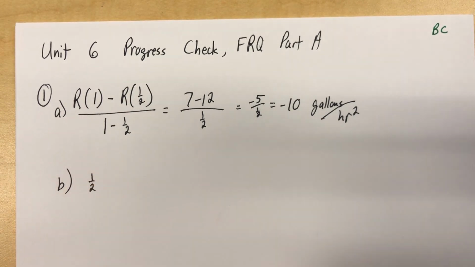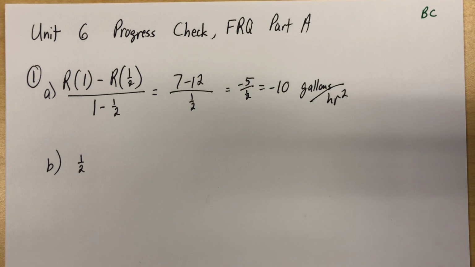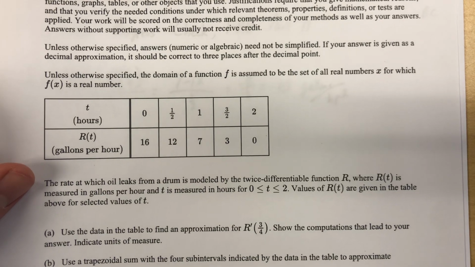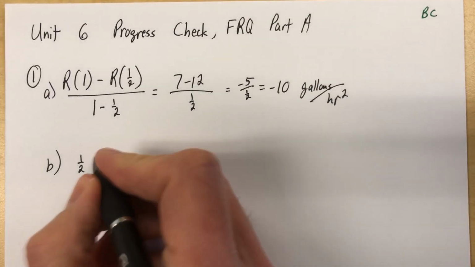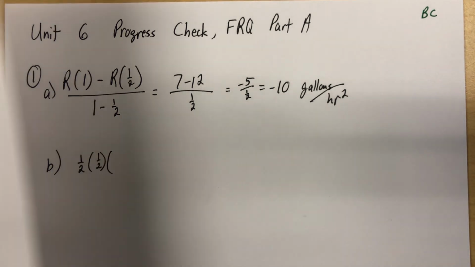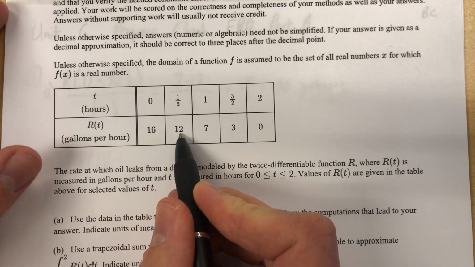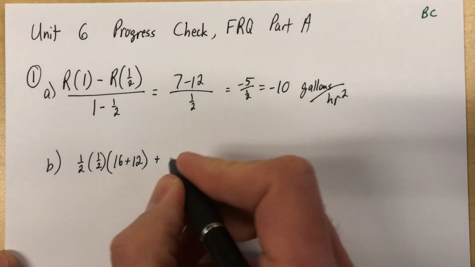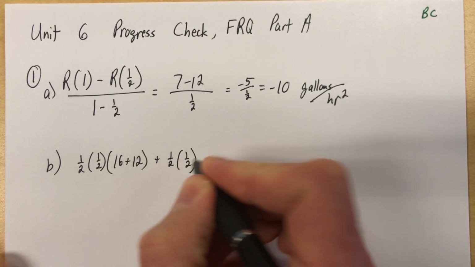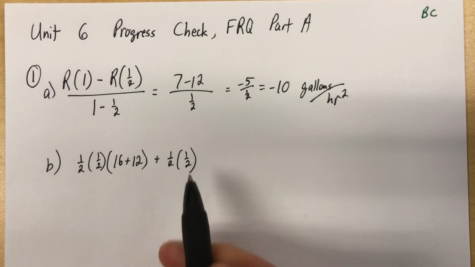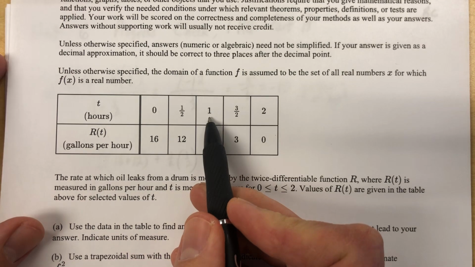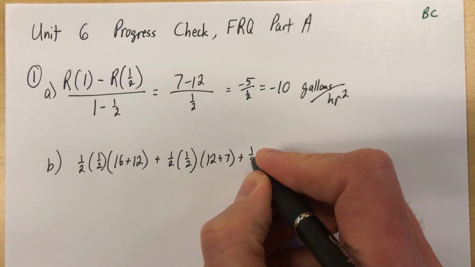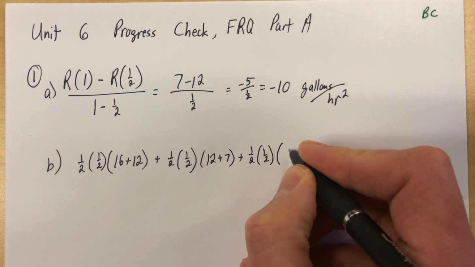Trapezoids, I have this formula right here, 1/2. I'm going to be going back and forth a lot between here and the table. But 1/2 times the height, and by the height, basically it's the width between 0 and 1/2, which would be 1/2. And then base 1 plus base 2, so 16 plus 12. Feel free to go ahead and simplify that. I'm not. Then our next trapezoid is 1/2 times 1/2. This 1/2 is part of the trapezoid formula. This 1/2 is the distance from 1/2 to 1, and then 12 to 7. And then the next one is also 1/2 times 1/2, and it is 7 to 3.